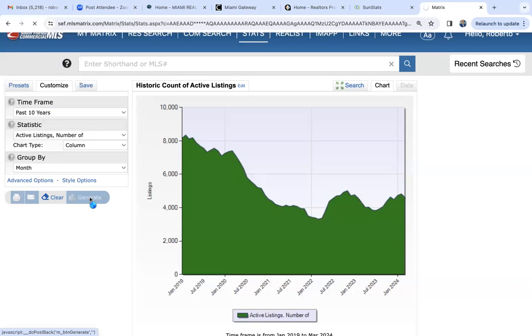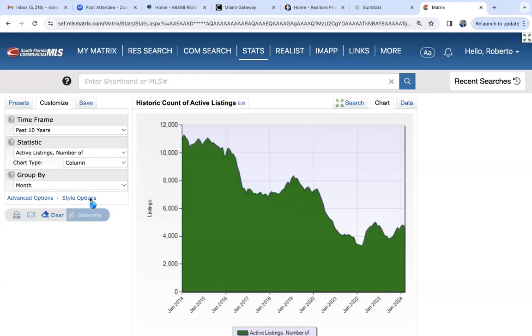Are we trending towards a seller's market or a buyer's market? You're going to be hearing this a lot during our training today. Anywhere between 0 to 3 months of inventory is considered a seller's market. 4, 5, or 6 months of inventory is considered a balanced market. And then anywhere from 7 to 7 plus months of inventory is considered a buyer's market.